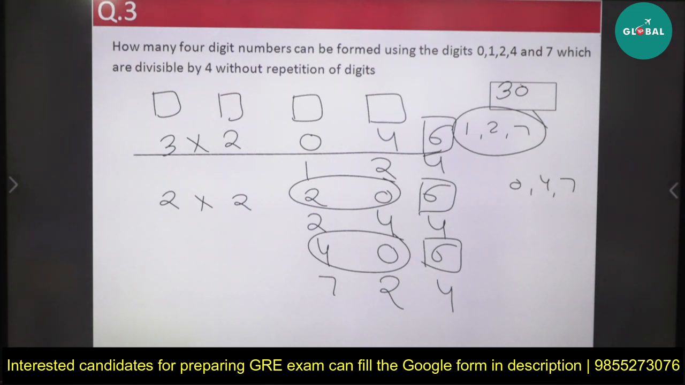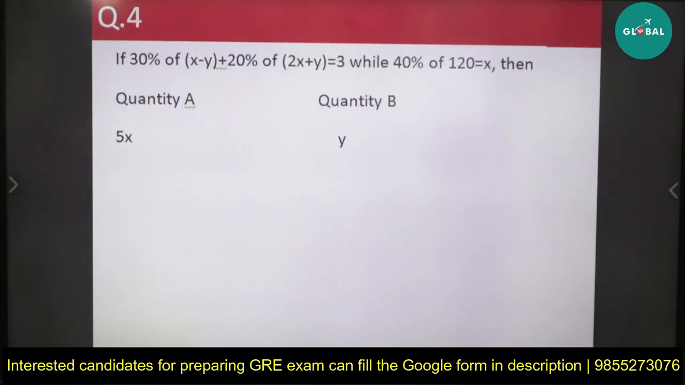Now let us see question number 4. Such questions on number formation are important for the GRE exam. You should be able to solve such questions. Now come to the next question. Percentage, a favorite topic of the mentors who prepare questions of GRE, right? So just see comparison type questions, quantity A, quantity B.